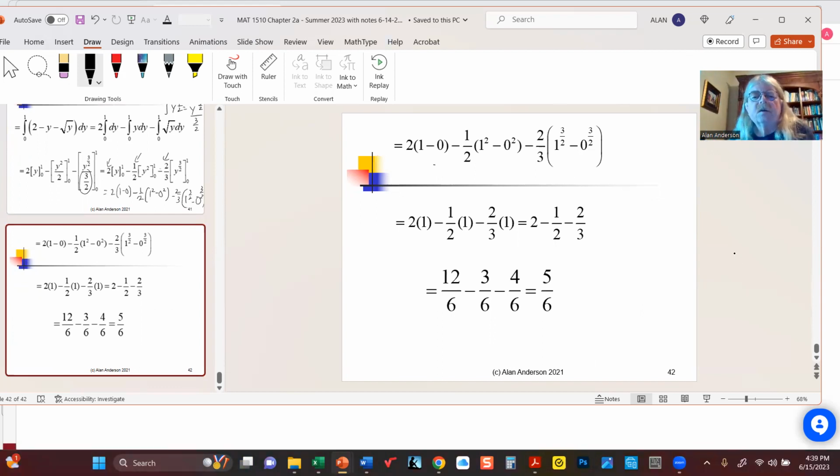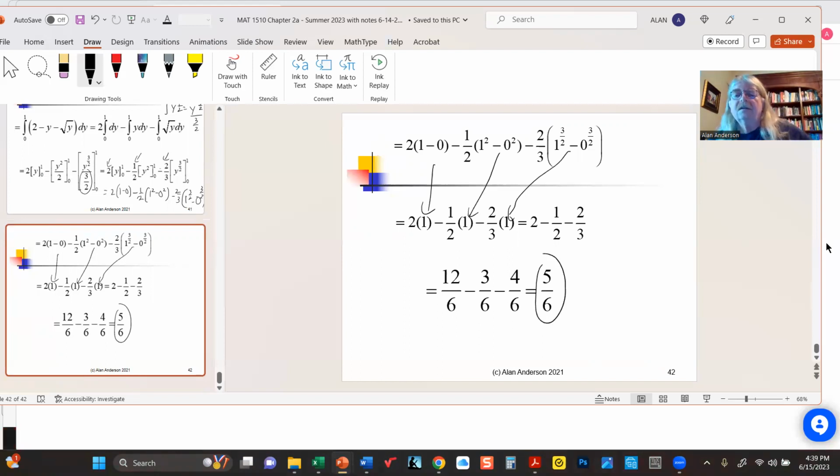Here we have 2 times 1 minus 1/2 of 1 minus 2/3 of 1. This is just 1. So you've got 2 minus 1/2 minus 2/3. And of course, the best common denominator here would be 6. So you've got 12/6 minus 3/6 minus 4/6 equals 5/6. And that, by the way, if you notice, was just a ridiculous coincidence, but it was the same area that we had earlier when we looked at the x-axis. It usually doesn't work that way. It's just the way the functions are laid out. But yeah, it was just a coincidence.